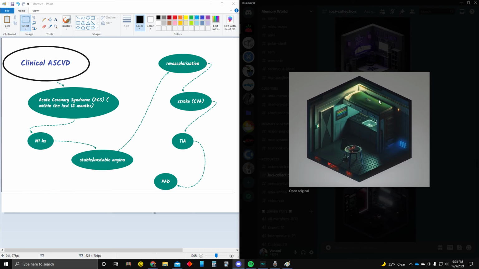Okay. And stroke and TIA, we're gonna say that it's basically in the same list. All right. Mini stroke or stroke. And then as she goes down the ladder and goes towards her laptop to do her work, she has calf pain. And that's going to indicate peripheral artery disease. So that's all in the list. And these are all basically, you need to have at least one of these to have clinical ASCVD. All right, that's pretty much it.